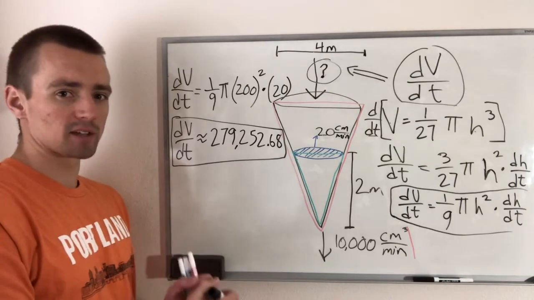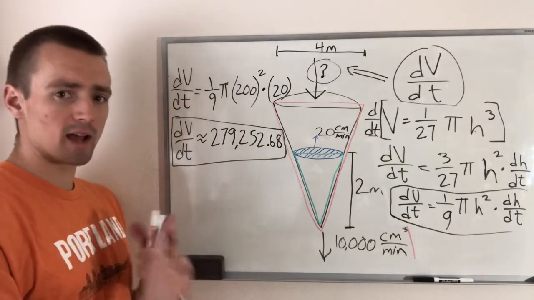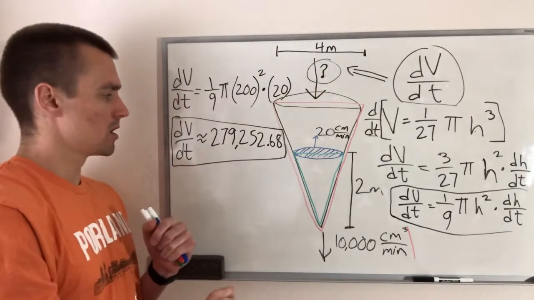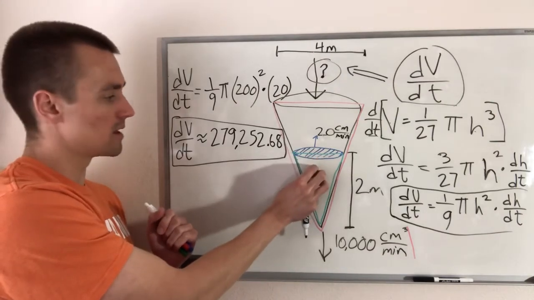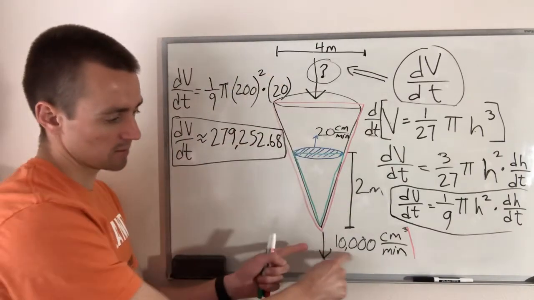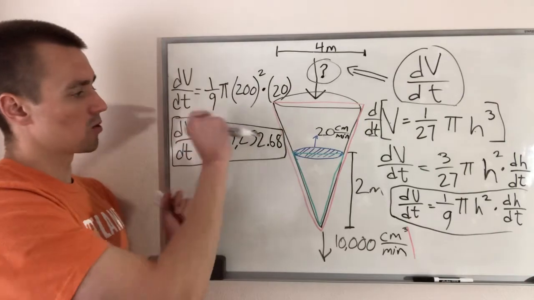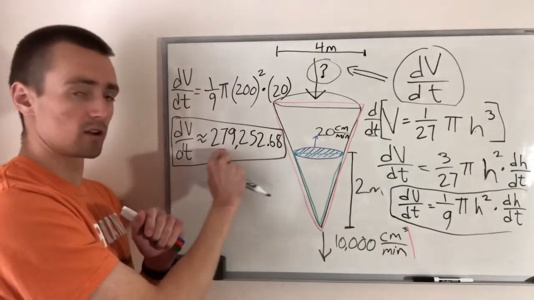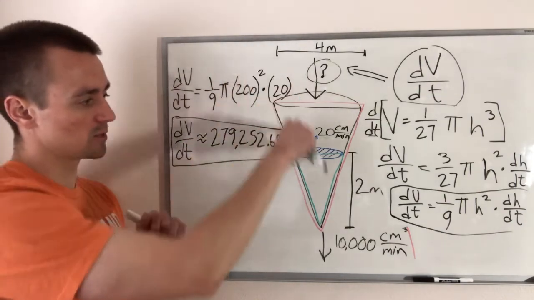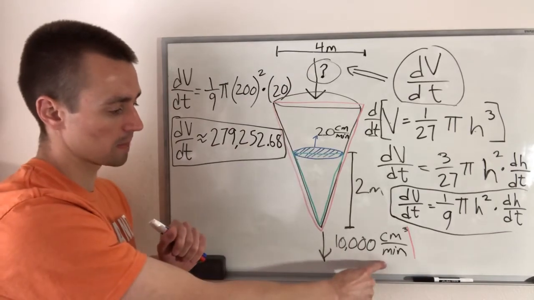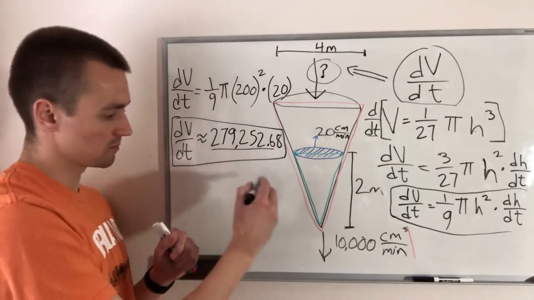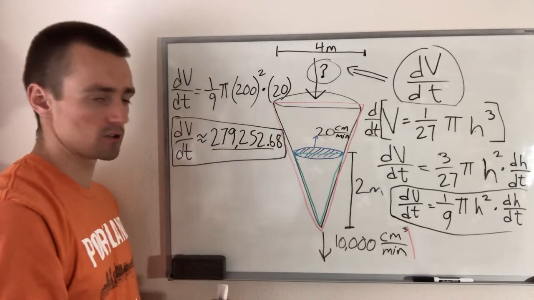However, that's not what the problem asked us for, remember. The problem asked us to find how quickly water is being pumped in. We know that the amount of water that's in there at any moment is changing at this rate, but water is going in at the same time as water is coming out. So in order for the volume of this water to increase at this rate, it needs to be pumped in 279,000 cubic centimeters per minute faster than it's draining out. So essentially the rate that it's pumping in will actually have to be this plus 10,000 centimeters cubed per minute.